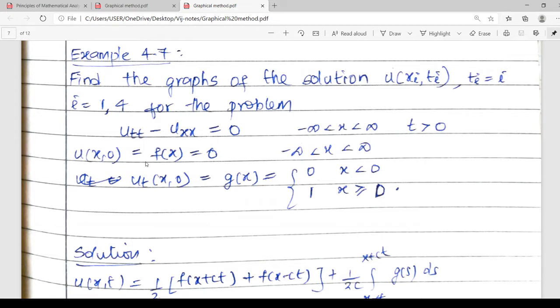u at (x, 0) equals f of x equals 0. So here f of x is 0 and g of x is given to be 0 for x less than 0, and 1 for x greater than or equal to 0. So as we did in the last problem, we have to do it in the same way.